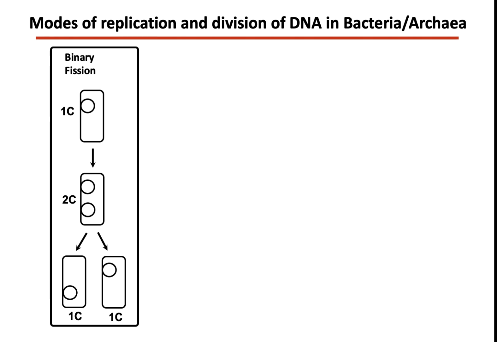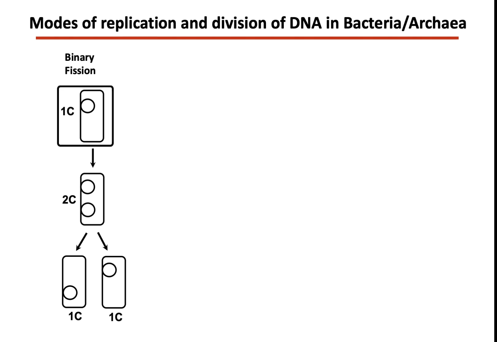This is binary fission, where you have a bacterium at a 1C level. The chromosomes duplicate. Now you have a 2C cell that's ready to divide. It ultimately divides, and you have two 1C cells.